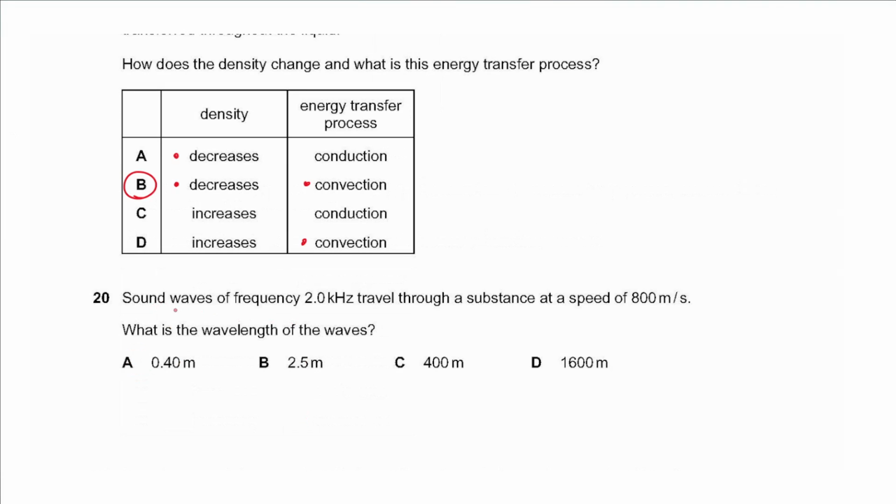Question 20 says sound waves of frequency 2 kHz travel through a substance at a speed of 800 meters per second. What is the wavelength of the wave? So the wavelength is equal to the speed divided by the frequency. So we have 800 meters per second divided by 2000 for the kilo. That gives an answer of 0.40 meters. So the answer is A.